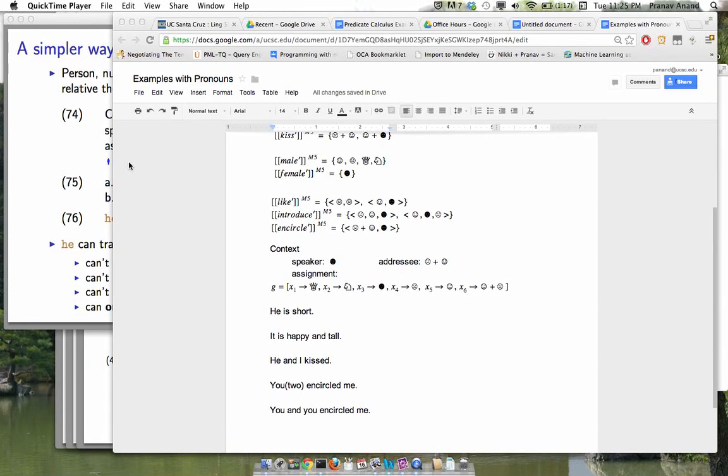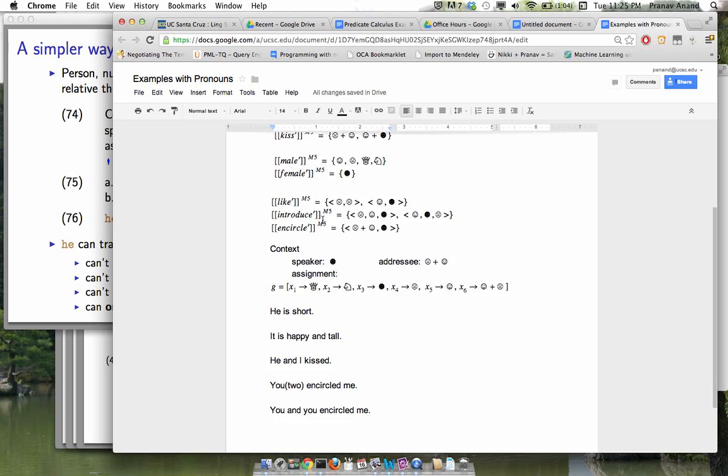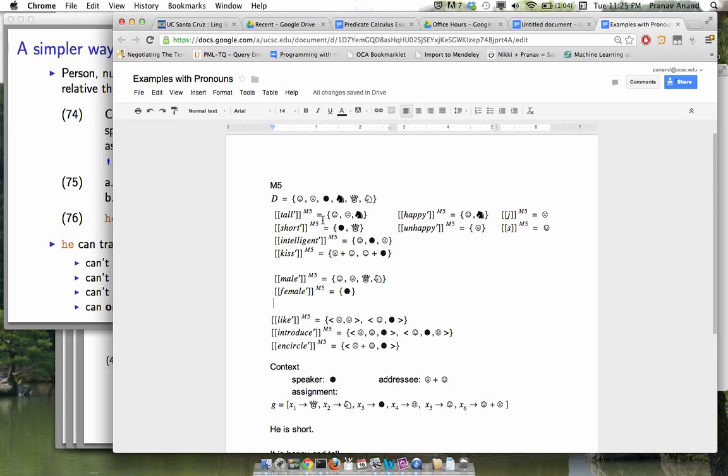Okay, so what I want to do now is talk about how to deal with examples with pronouns. And so here's the page that I'm going to be using. It's called Examples with Pronouns. And there's a new model here, M5, and I've added some new friends. So I've added a black horse, a white horse, and a crown, which we can think of as a king. And so they're sort of dispersed throughout this, and you can see this at your leisure.